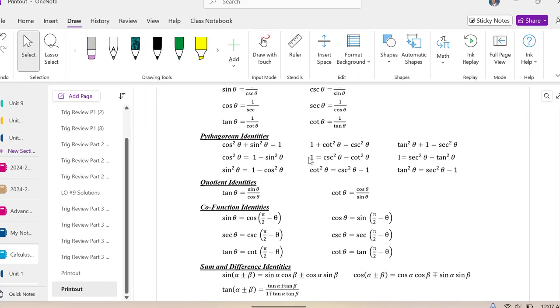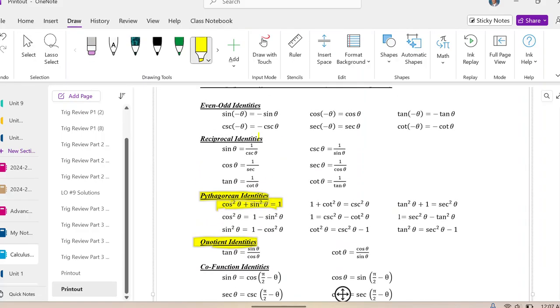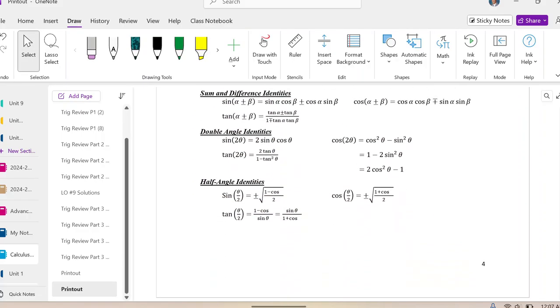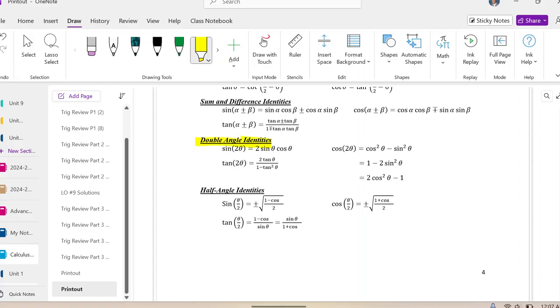So here's a summary of the identities. Pay special attention to the Pythagorean identities, the quotient identities, the reciprocal identities. Notice eventually we'll use for equations the double angle identities.